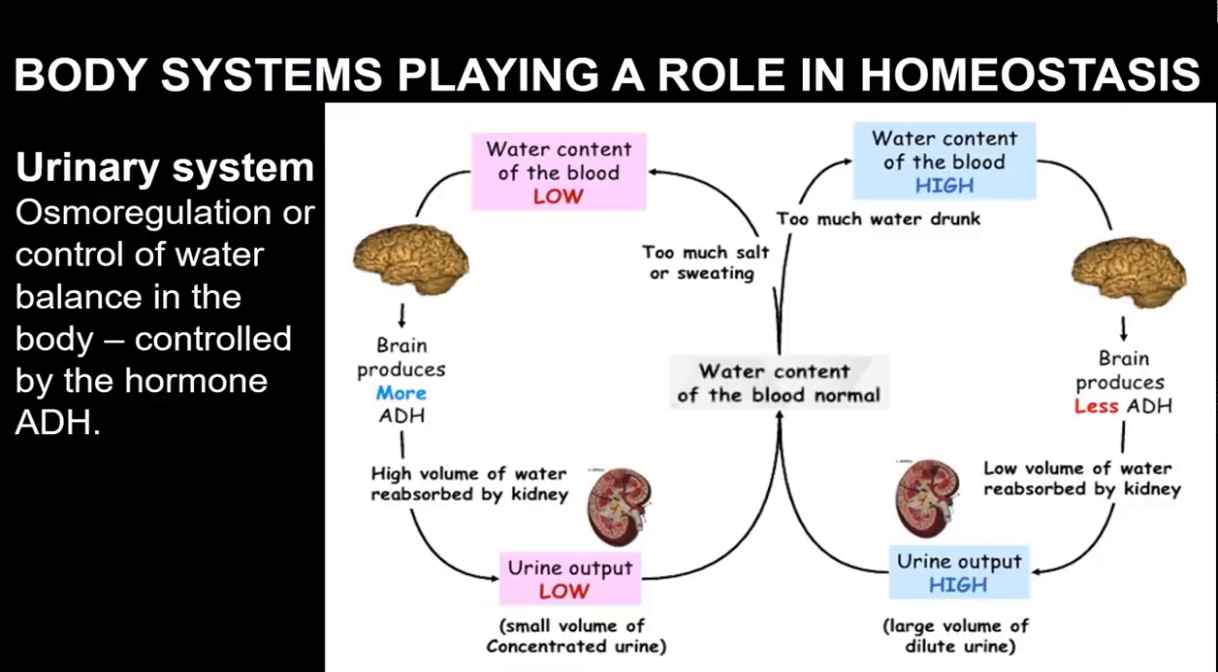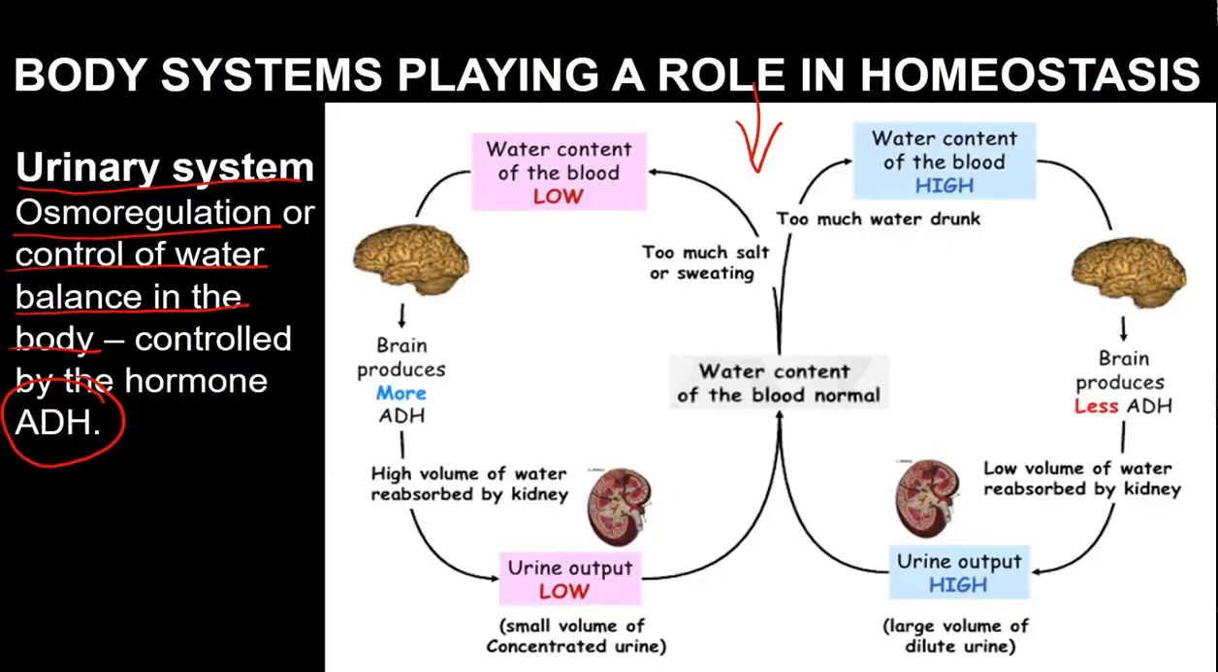Right, so we're still looking at the urinary system. We're looking specifically at osmoregulation, which is the fancy name for the controlling of the water balance in the body. And we are looking at the influence of the hormone ADH. Now, you've probably seen something similar to this in your classes, and this is what we call a negative feedback loop, which is how the body controls the level of water in the blood.